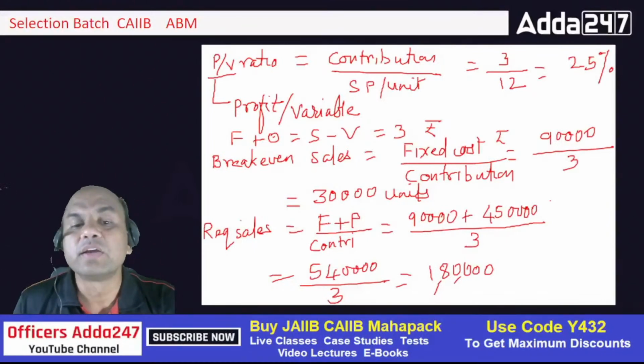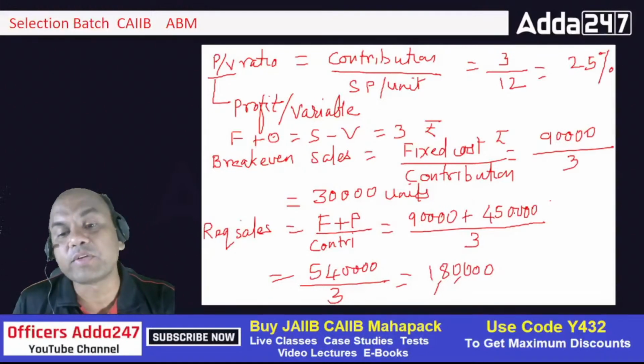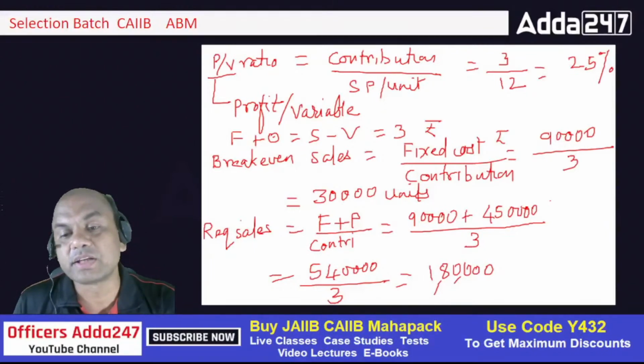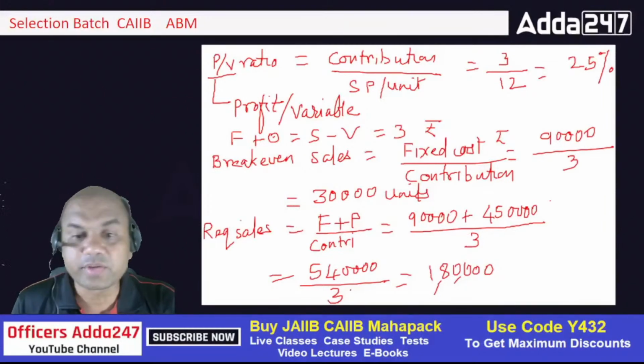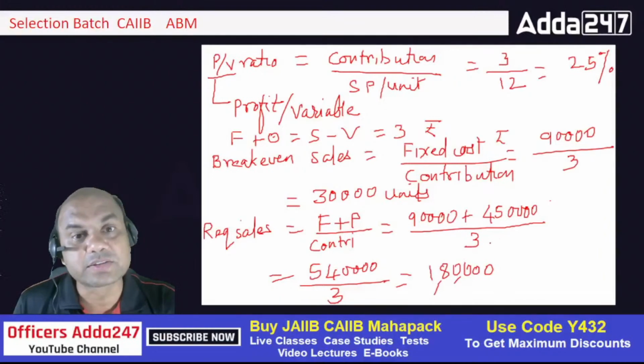So what is given? Fixed cost I know, 90,000. Profit is 4,50,000. And contribution is 3 only. So 90,000 plus 4,50,000, that is 5,40,000, divided by 3. So it is 1,80,000 units. To earn a profit of 4,50,000, I'll have to produce 1,80,000 units.